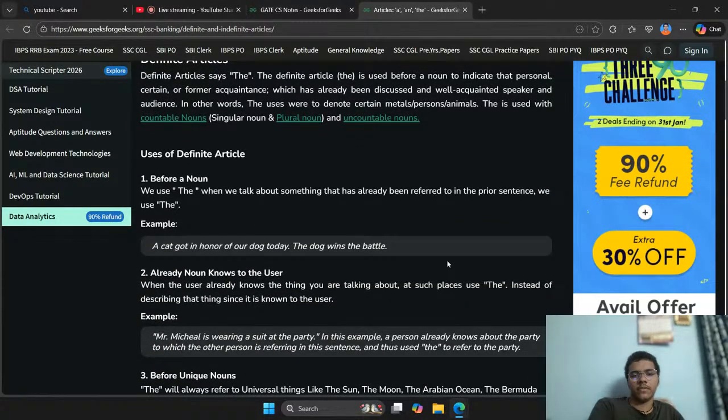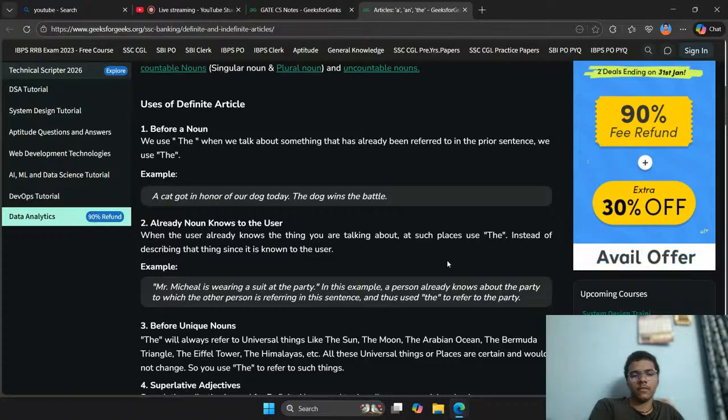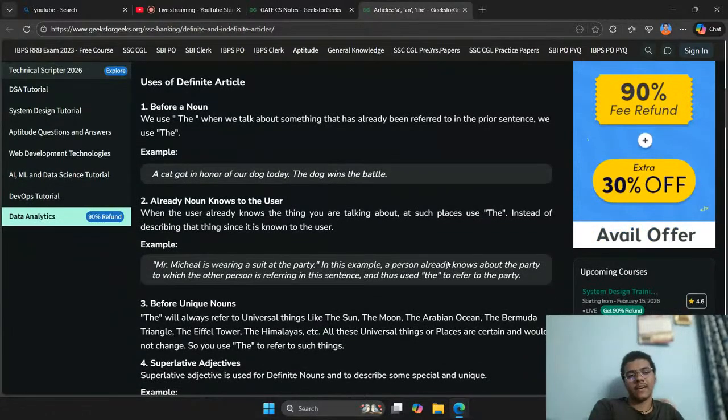We use the when we talk about something that has already been referred to in the prior sentence. A cat got in front of our dog today. The dog wins the battle. So the cat kind of hurt the ego of the dog, and the dog smashed the cat, something like that. When the user already knows the thing you are talking about, use the instead of describing the thing, since it is known to the user.